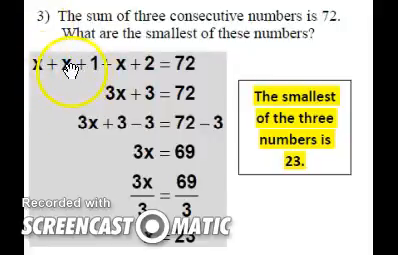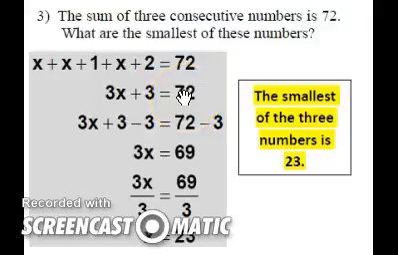The second number would be one more than that, so that would be x plus 1. And the third number would be 2 more than the first one, so it would be x plus 2. So x is our first number, x plus 1 is our second number, and x plus 2 is our third number. Now we can combine those like terms to get our equation. So we have 1, 2, 3 x's, so that's 3x. 1 and 2 makes 3. So there's our equation, 3x plus 3 equals 72.